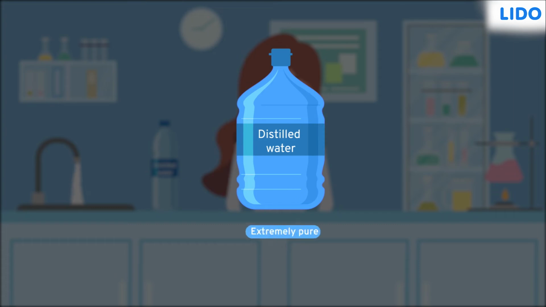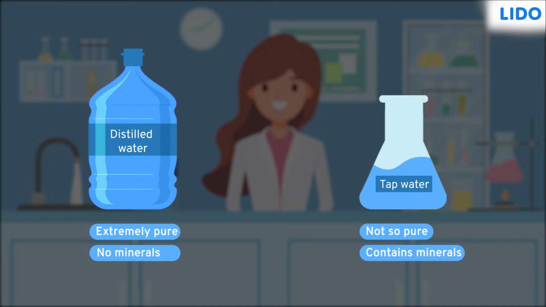Distilled water is extremely pure. In fact, it is so pure that it does not even have the essential minerals like calcium or magnesium, which are normally present in tap water. Distilled water is obtained from a process called distillation. Let's see how tap water is distilled using this technique.